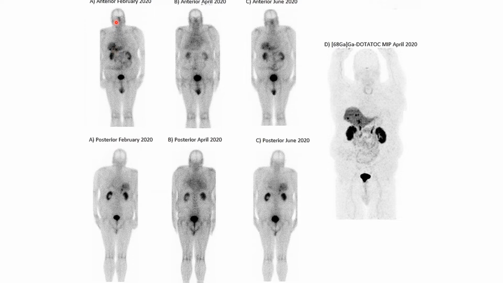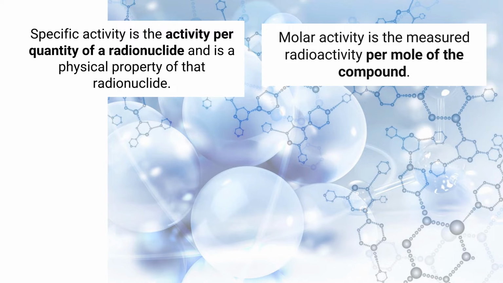So these scans in February and June were with the lutetium non-carrier added product that was made in high specific activity, and the one in April was a lower specific activity product called the carrier added lutetium. So with our own eyes we saw that the quality of our patient's treatment was lower with one product than the other, and I had to understand this. So first a few concepts to explain.